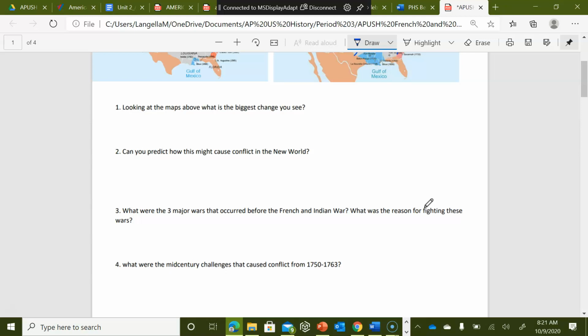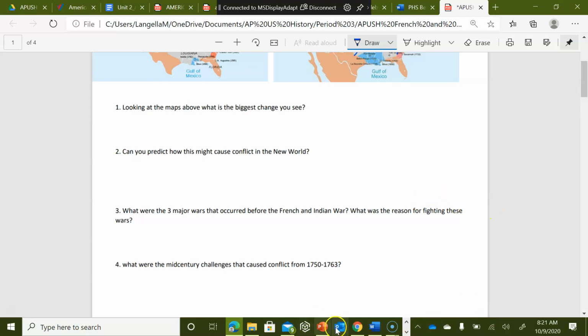Yep. What was the third one? There's three. King George's War, right? So the King William's War, Queen Anne's War, and King George's War, right? Those are the three wars that you should have down. The first two, say again? It was King William's War, Queen Anne's War, and then the third one was King George's War.